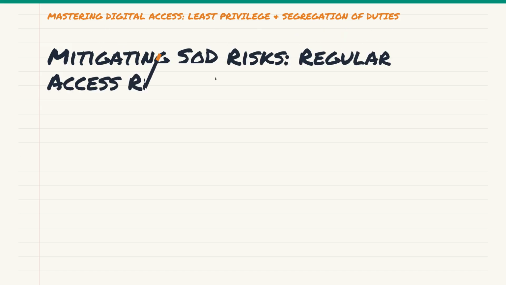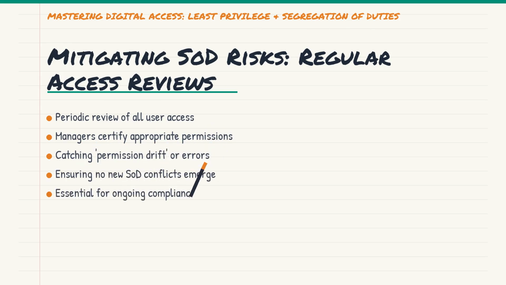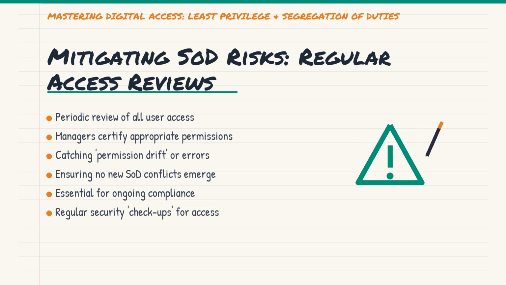Beyond initial setup, consistent vigilance is vital. Regularly performing access reviews is crucial for SOD, just as it is for PoLP. Managers and application owners need to periodically review who has access to what and explicitly certify that those permissions are still appropriate and don't create any SOD conflicts. These reviews are a chance to catch any drift in permissions, perhaps due to temporary assignments that were never revoked, or system changes that inadvertently granted broader access. Think of it as a periodic checkup for your digital security, ensuring the rules are still being followed.